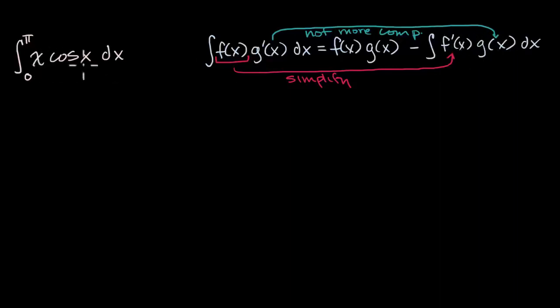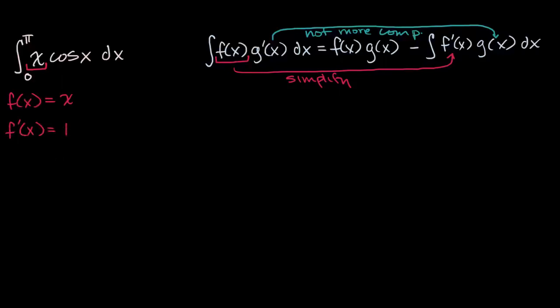Between x and cosine of x, which one gets more simple when I take its derivative? Well, the derivative of x is just 1, so I'm going to make that my f of x. So my f of x, I will say, is x, in which case f prime of x is going to be equal to 1.